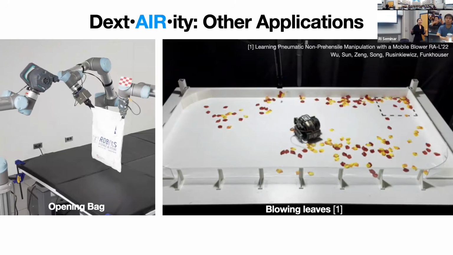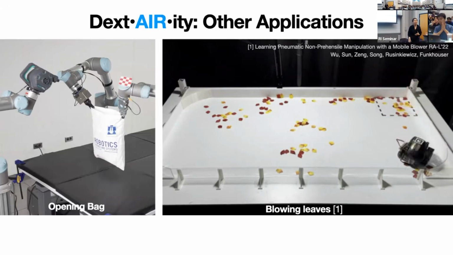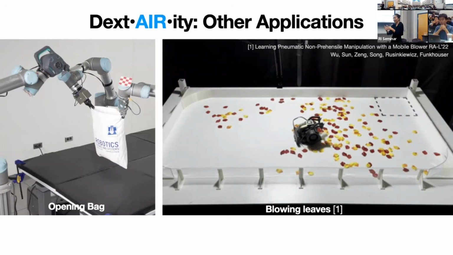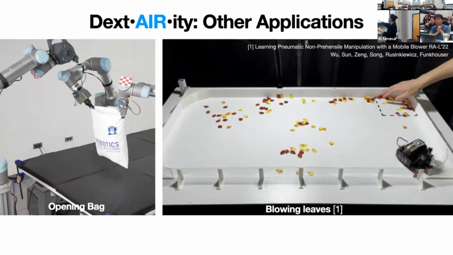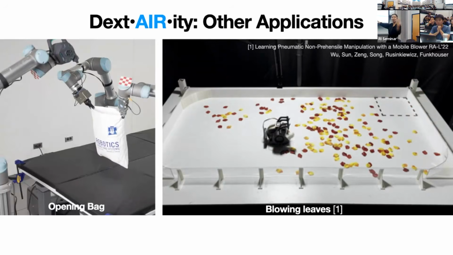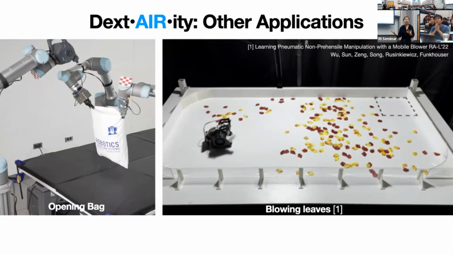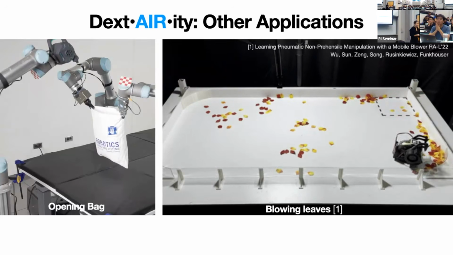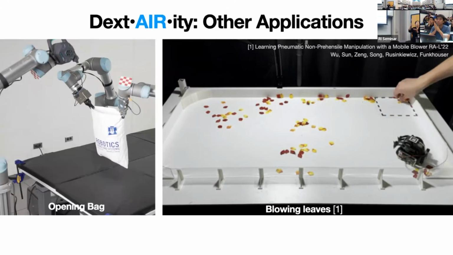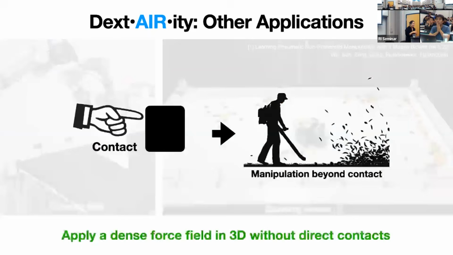And I think there are many other applications if you start to think about air-based manipulation. For example, you can use air to open up a deformable bag or blow leaves into a corner during winter or fall. All these tasks are really hard for traditional contact-based manipulation, just thinking about how you would pick up the leaves one by one using your hands. But if you use air, you get a chance to apply a dense force field into a large 3D space without direct contact, and therefore make all these tasks a lot easier.